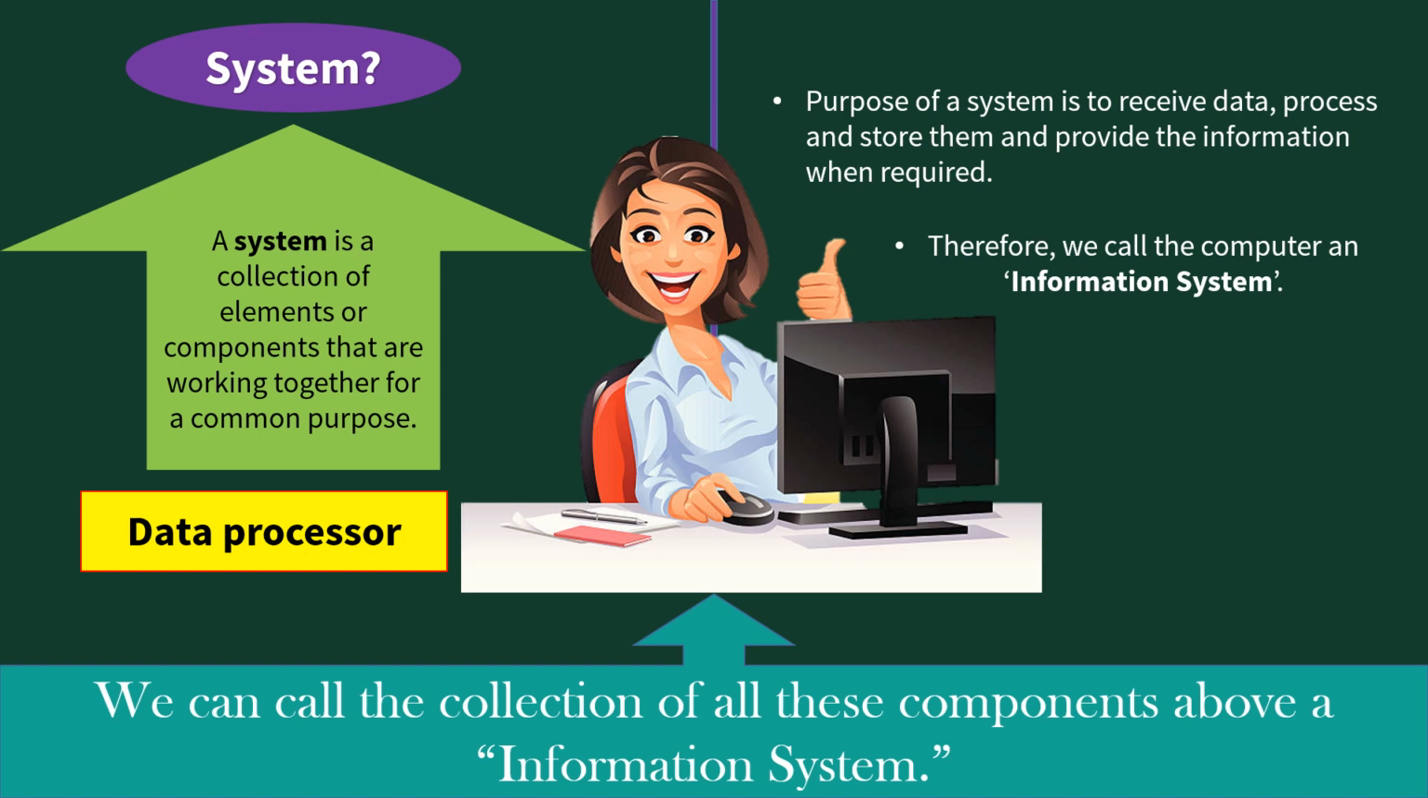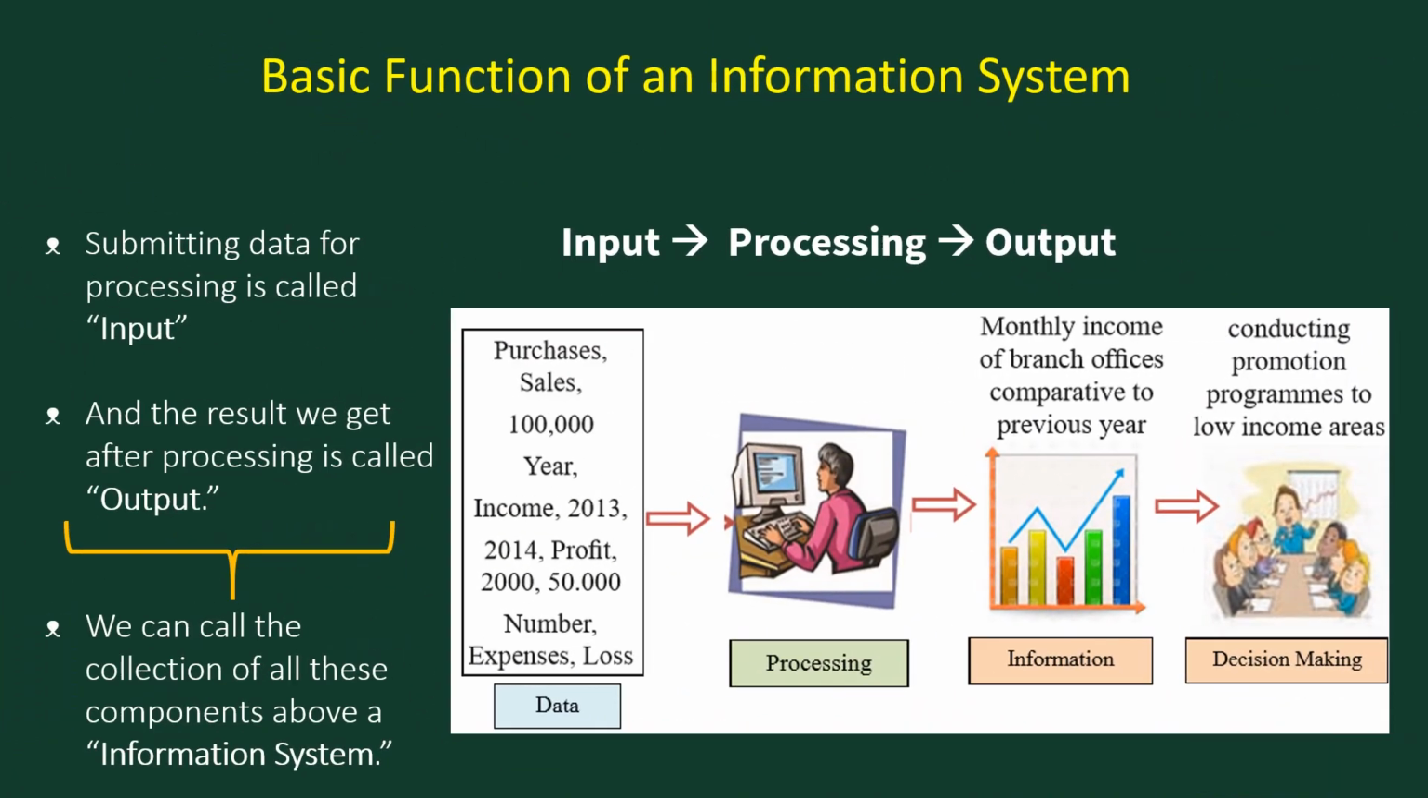This is how the computer became man's data processor. Therefore, we call the computer an information system. Why? Because when we enter data into a computer, it processes it and gives the meaningful information that we need. So students, what is the basic function of an information system? An information system can be defined technically as a set of interrelated components that collect, process, store and distribute information.